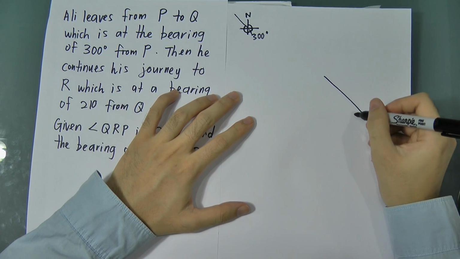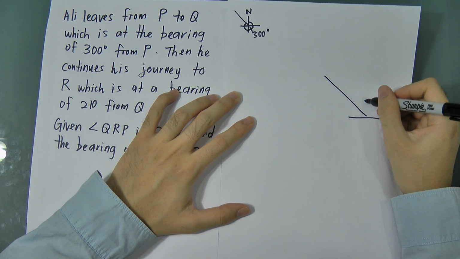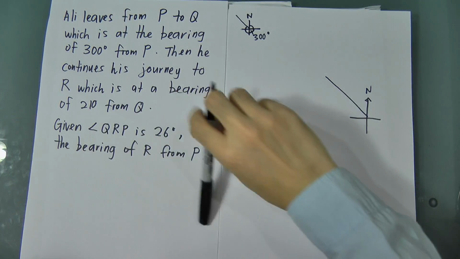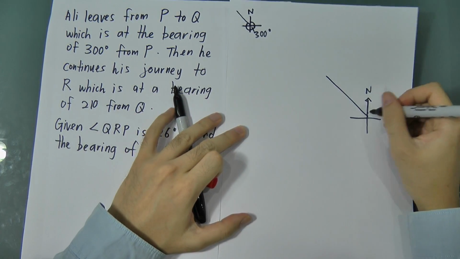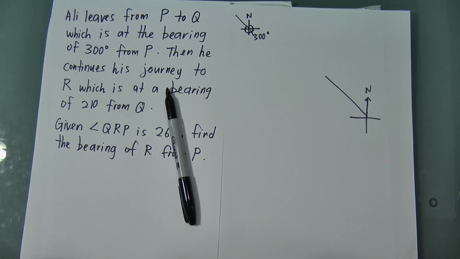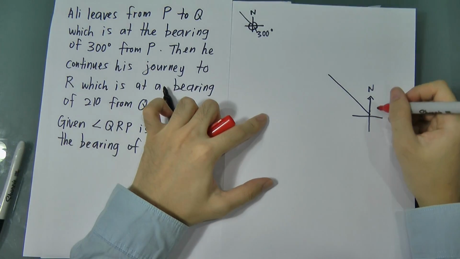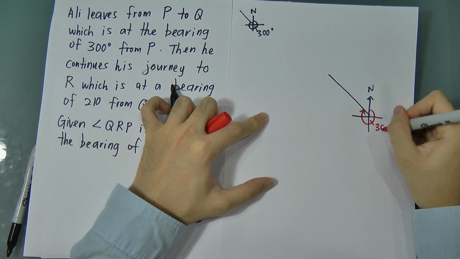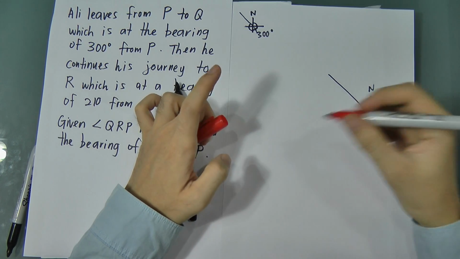Okay, and then I draw a cross from here over here. This is north. So the angle turned from north, let me use another color, yeah, turned from north to here is 300. This is just roughly. Alright.